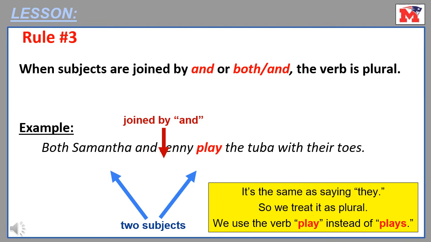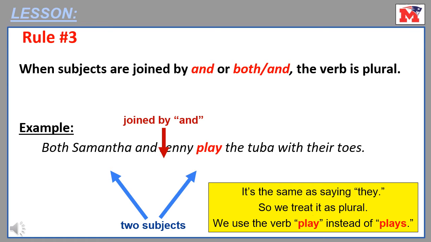Rule number 3 says, when subjects are joined by and or both and, the verb is plural. In this example below, we see the following. Both Samantha and Jenny play the tuba with their toes. So we have 2 subjects. Samantha is one, Jenny is the other. They're joined by the word and. Since they're joined by the word and, and this one also has both in it, the verb is plural because there are definitely 2 subjects.